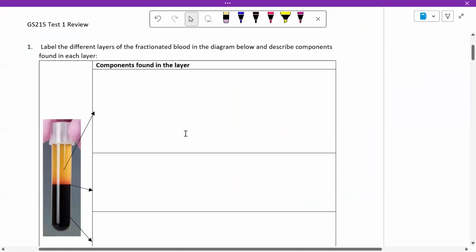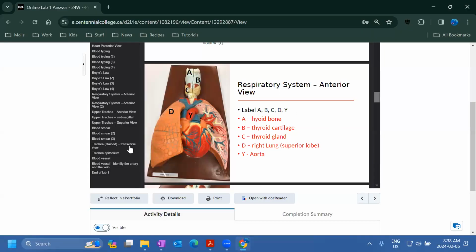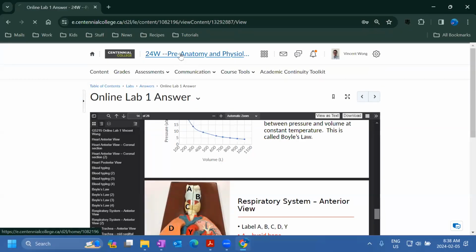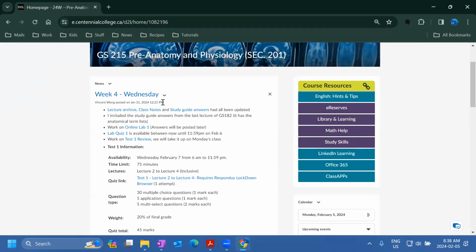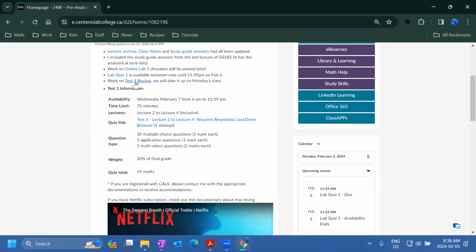If you don't already have the review, please get yourself a copy. If you don't know where to get it, go to the homepage here, and there's a test review, test one review. Like I said, no class on Wednesday. Don't come.